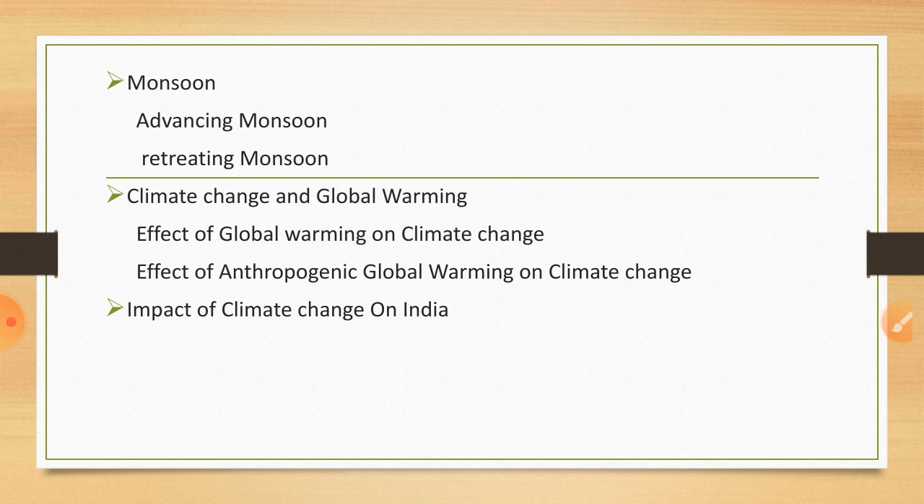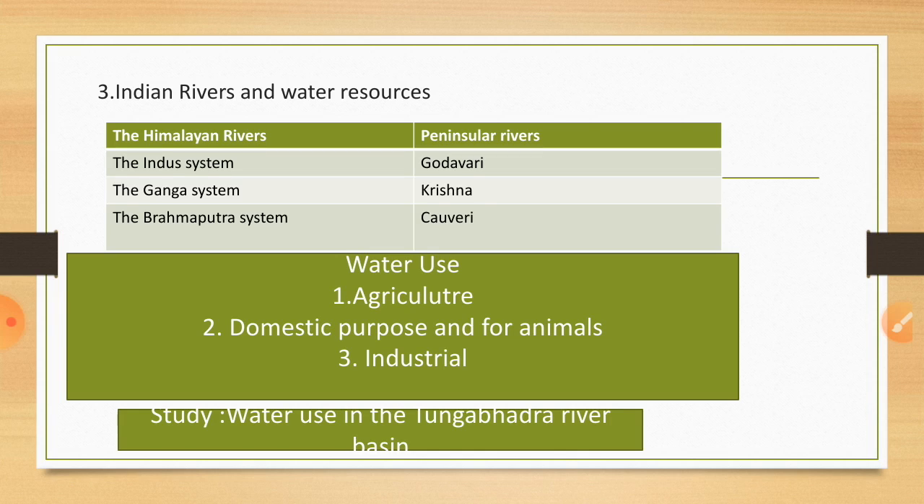once you are done with this, then we'll have climate change and global warming. Here you'll find the effect of global warming on climate change, at the same time the effect of AGW, that is anthropogenic global warming and climate change, and at last you will see the impact of climate change on India. It's a very short thing which you'll find.